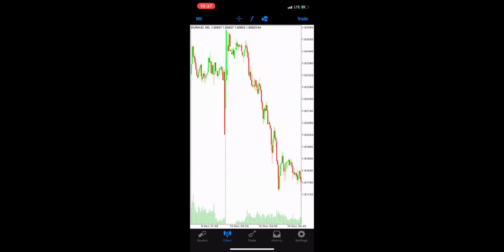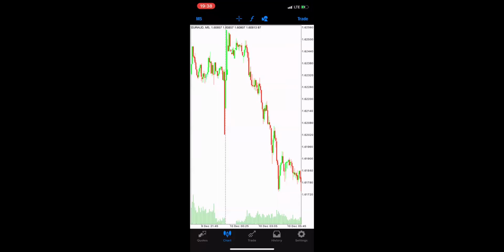And we have three types of movement in the market. We have the upward movement, we have the sideways movement, and we also have the downward movement. These are the three types of movements we have in the Forex market.